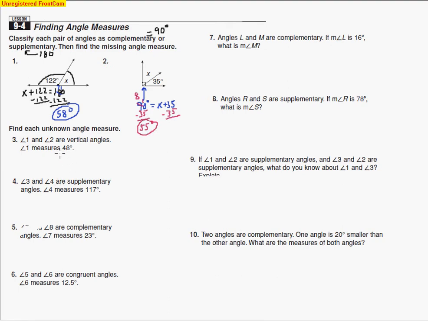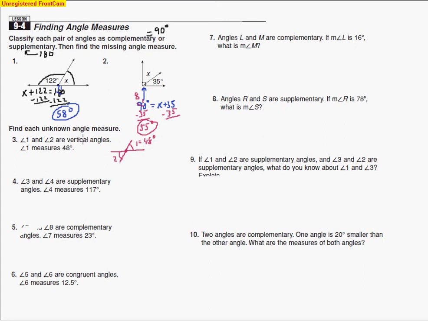It says angle 1 and angle 2 are vertical angles. Remember, vertical angles are when we make an x, and the two angles share what we call a vertex, or a corner, that makes up the angle. So let's say this is angle 1 here, and this one's angle 2. The measure of angle 1 is 48 degrees, so this one here equals 48 degrees. What would angle 2 be? They want to know the unknown measure.